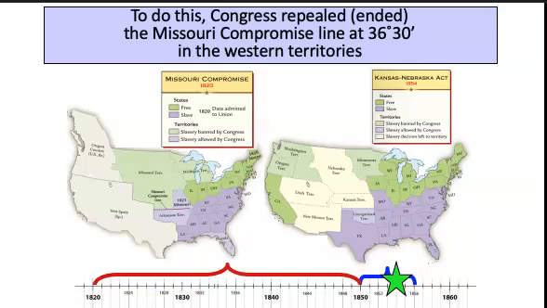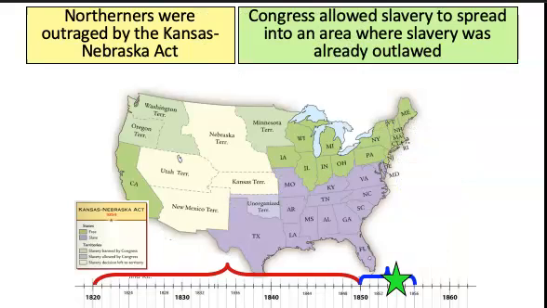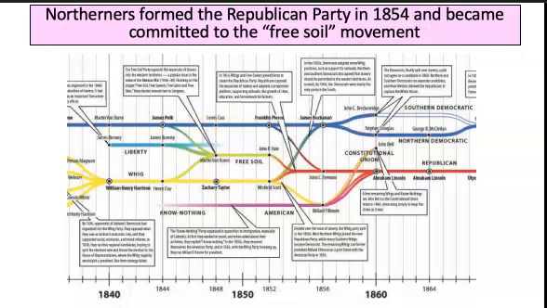That Missouri Compromise line had said that that region, which would become Kansas, would be free to slavery. But now you're going to open it up and let the people there vote. In the North, free soilers especially were outraged by this Kansas-Nebraska Act, because it would open up the potential to allow slavery into an area where slavery had already been outlawed under the Missouri Compromise. And this leads many Northerners to form the Republican Party, which becomes committed to the free soil movement.